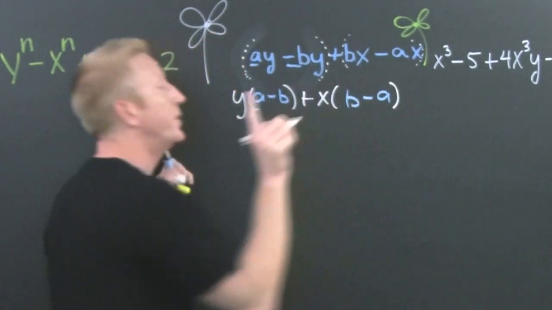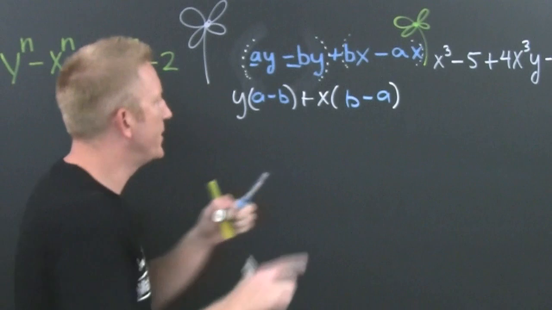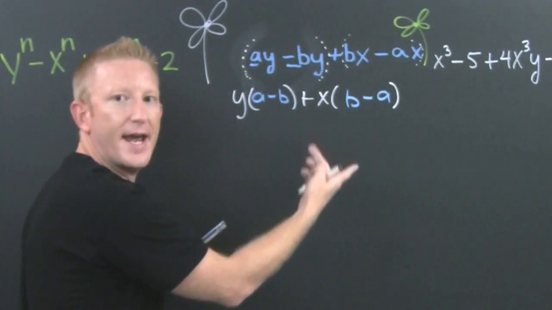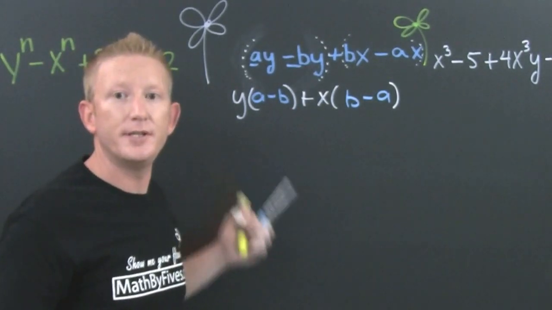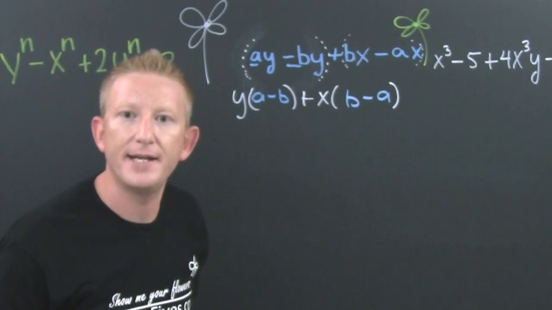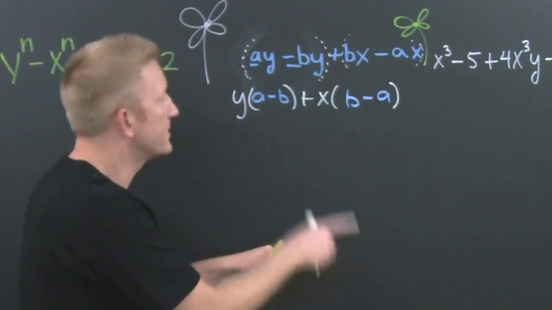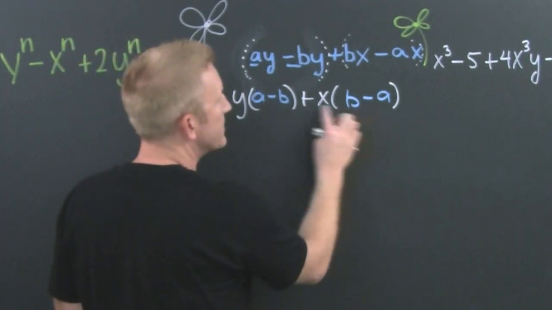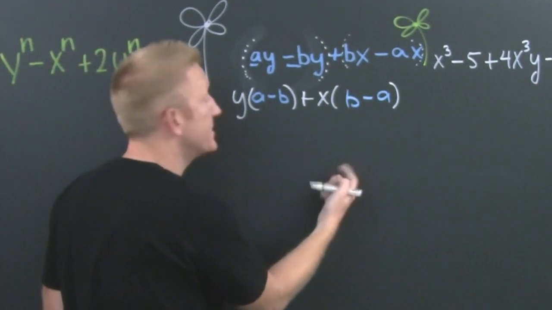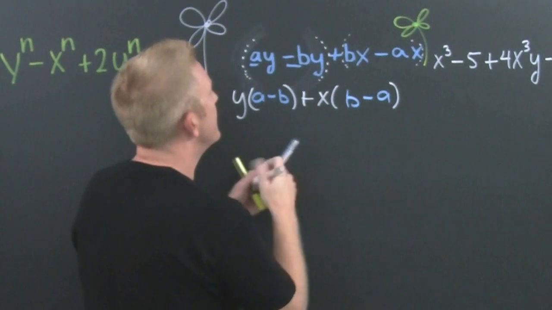But wait, there's more. These almost look the same, but they're out of order. So what are you going to do? You're going to employ the flipping negative. Check right there for more specifics. In that video, we said if they were like this, pull a minus sign out, and it changes the signs. So I will do that now.